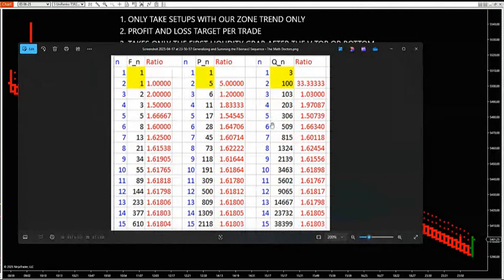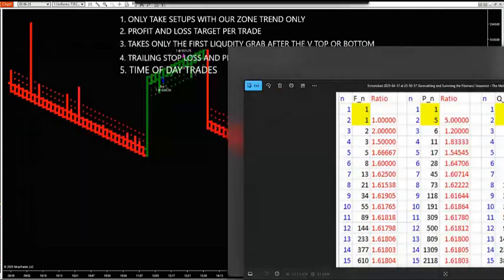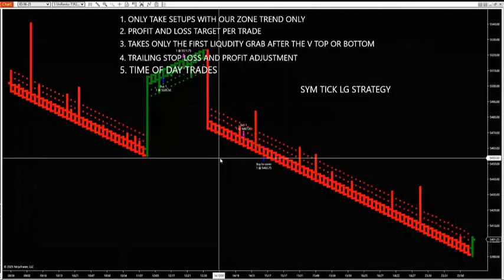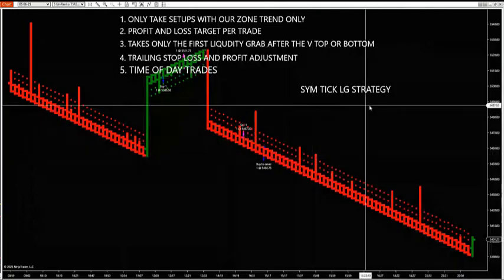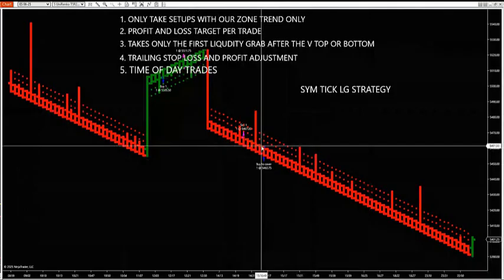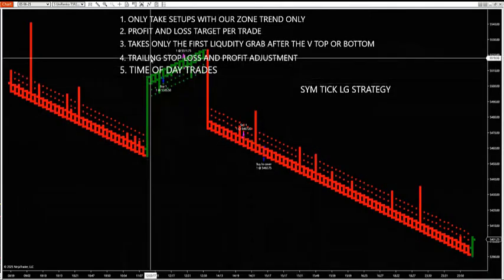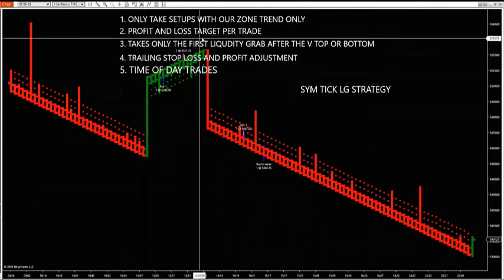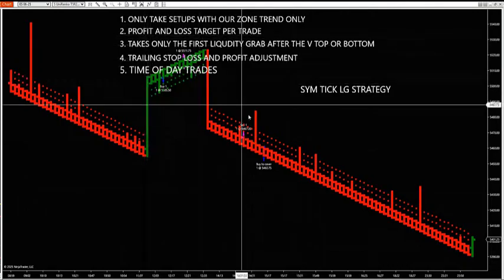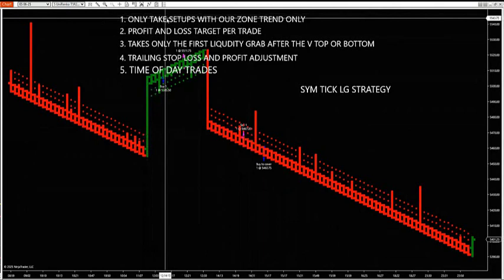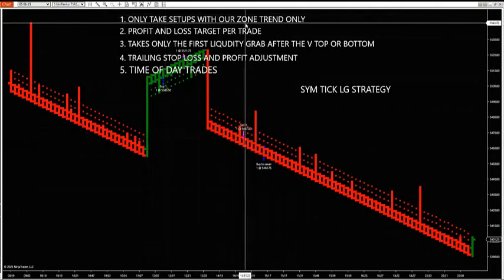Some of you want full automation from 9:35 to 11 or 9:30 to 16:00. You can do that. I'm going to run the full trading day on this just to show you the sim tick LG strategy. You can run this full automation based upon your profit and loss target per trade. It'll only take the first liquidity grab with our trend zone only. I'm going to be going over all those ratios with you.